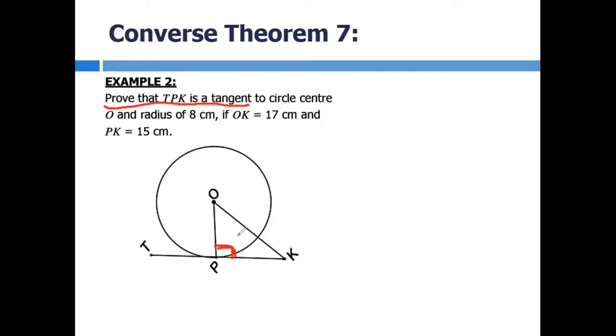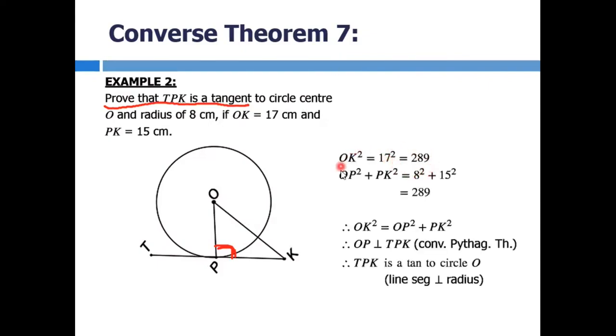So I have to try and prove that it's going to be 90 degrees, okay, without using my tangent theorems, because that's what I need to prove. Okay, so that's the concept of working backwards. And you can see here they've used all the information they've given us, 8 centimeters, 17 centimeters, 15 centimeters.